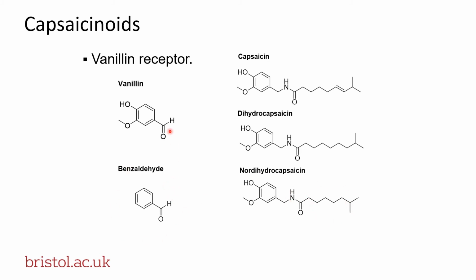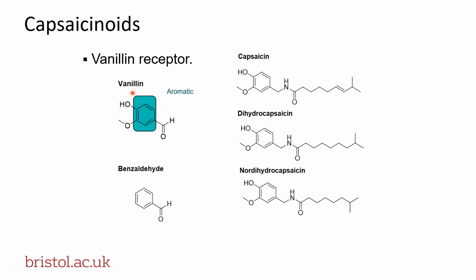Another smelly molecule: vanillin, as the name suggests, smells of vanilla, but another smelly molecule is benzaldehyde, and benzaldehyde smells of bitter almond oil. And again, it has the aromatic ring and this carbonyl group in common with both vanillin and the capsaicins.